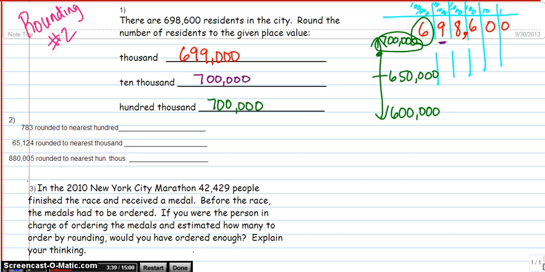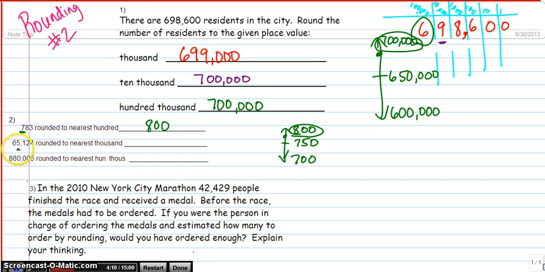Number 2 says I need to round the number 783 to the nearest hundred. So I underline how many hundreds do I already have. I can make a place value model. I have 700. The next 100 would be 800. The midpoint would be 750. I need to plot 783, which would go here, which means I round up to 800.